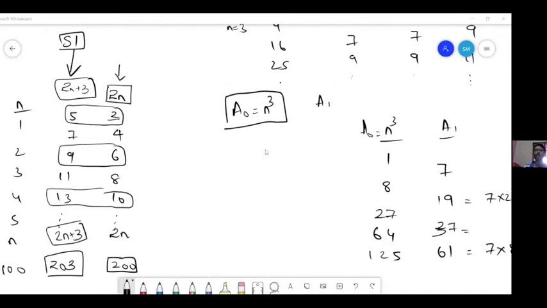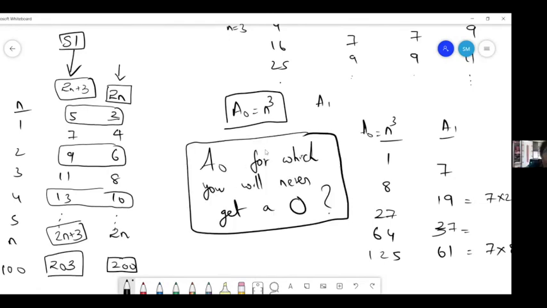Now, is it possible to find a sequence A naught for which you'll never get a 0? Wait, do we mean any sequence or just the power functions? No. For powers, from what you're guessing, 0 will appear at the k plus 1 stage, right? N power k. This is the guess that you are having. For any other sequence, other than a power sequence.